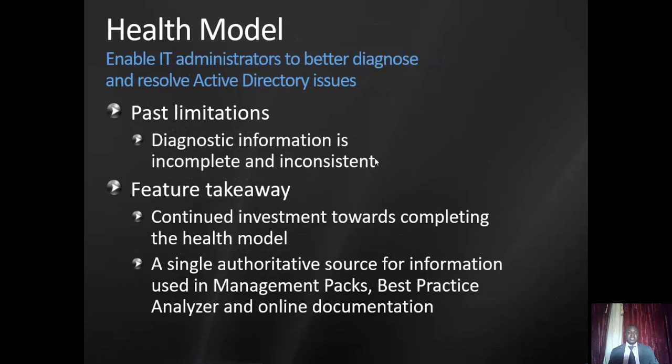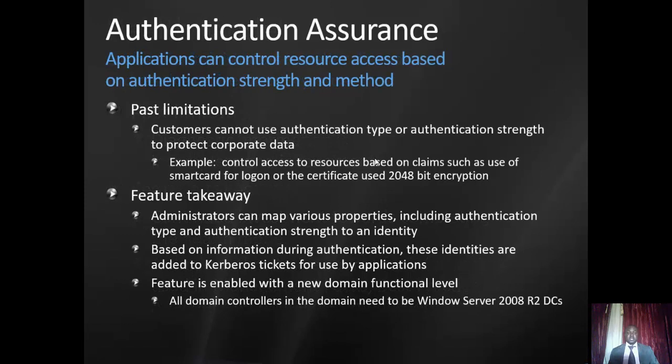And the feature takeaway was that the administrator can map various properties, including authentication type and authentication strength, to an identity. Based on information during authentication, this identifier is added to the Kerberos ticket for use by applications. And the feature is enabled with a new domain functional level. All domain controllers in the domain need to be Windows Server 2008 Release 2 DCs.